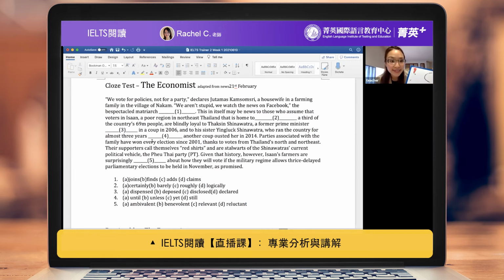We vote for policies, not for a party. And we do realize a party means a group of politicians who gather around and have the same ethic or thoughts about how to rule and, let's say, manage a country, right? Declares here, Jadamas Kamsasri, a housewife in a farming family in the village of Naikam. We aren't stupid. We watch the news on Facebook. The bespectacled matriarch, and blah, blah, blah. That was refined to ads. The first answer is C.